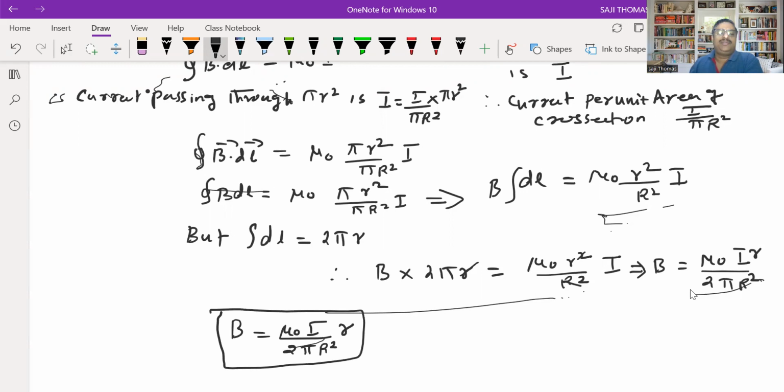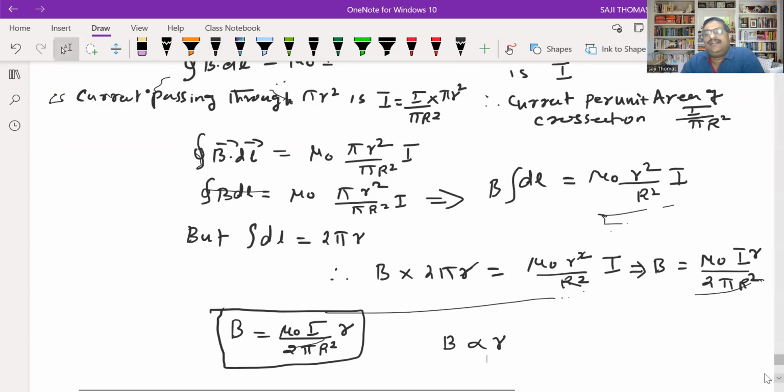Here mu 0, I, 2 pi and capital R are constant, so B is proportional to r. Remember, outside the conductor, magnetic field is inversely proportional to r for outside points. Inside the conductor, for inside points, B is directly proportional to small r. What is the small r? The distance from the center of the loop to the point.